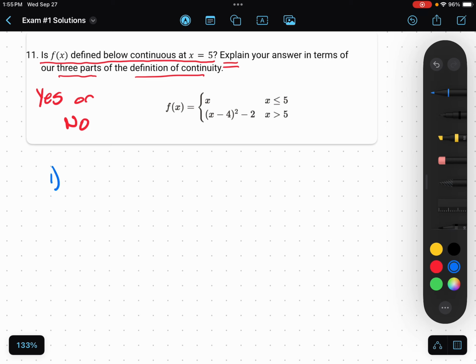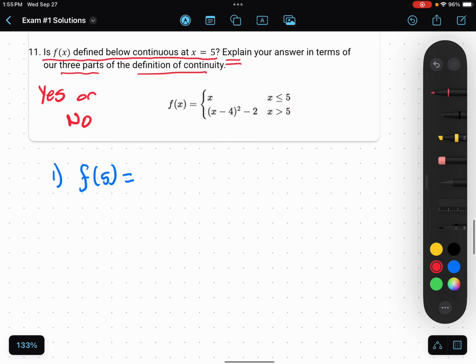All right, so step one in our definition of continuity asks the question, does f of x exist? In other words, does f of 5 exist? Do we get an answer for f of 5? Well, using this piecewise function, I'm going to use the top expression when I plug 5 into this function. If I plug 6 in, I'd use the bottom, but I'm plugging 5 in, so I use the top. And I can plug 5 into x and get the answer of 5. So that is true. f of 5 does exist.